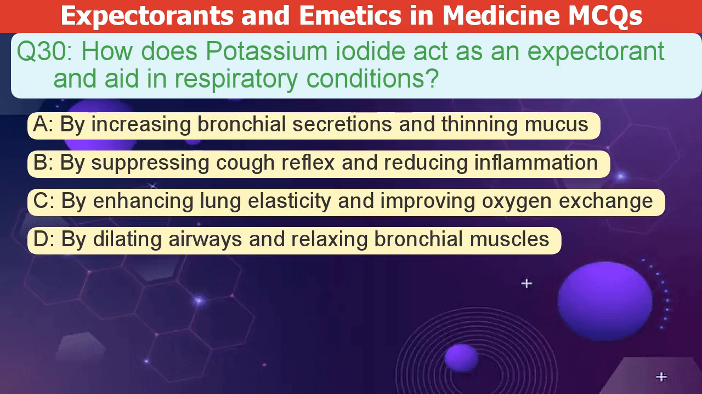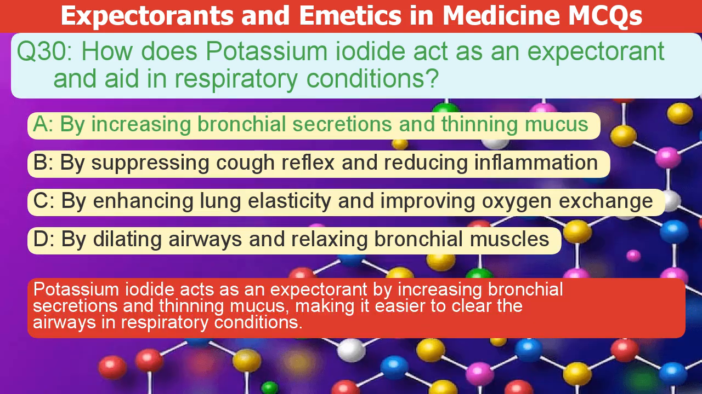How does potassium iodide act as an expectorant and aid in respiratory conditions? A. By increasing bronchial secretions and thinning mucus. B. By suppressing cough reflex and reducing inflammation. C. By enhancing lung elasticity and improving oxygen exchange. D. By dilating airways and relaxing bronchial muscles. The correct answer is A. Potassium iodide acts as an expectorant. It increases bronchial secretions and thins mucus. This makes it easier to clear the airways in respiratory conditions.